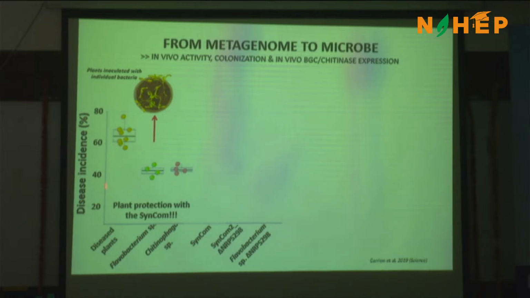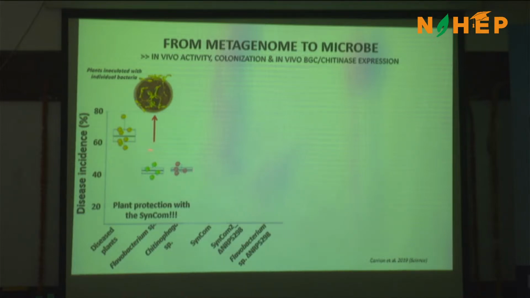So here in the y-axis, you have the disease incidence, and in the x-axis, you have the different treatments. So in the first one, you see the control. So plants are getting sick when you add Rhizoctonia solani. So this is what you get. Yeah? So this is a conducive soil where we are not inoculating any bacteria. So when you add Rhizoc, the plant dies.